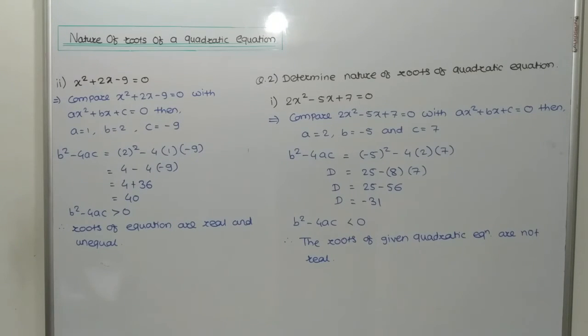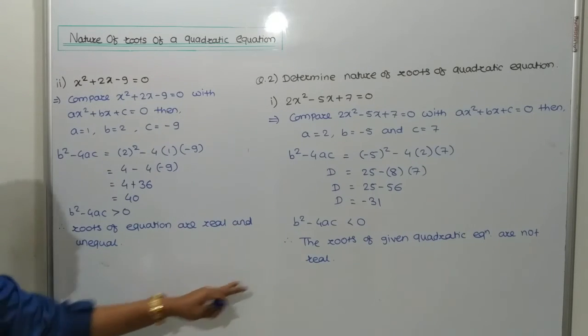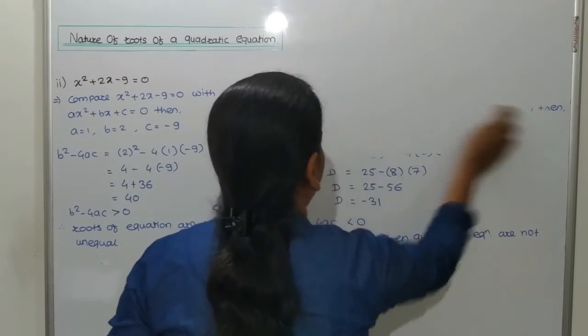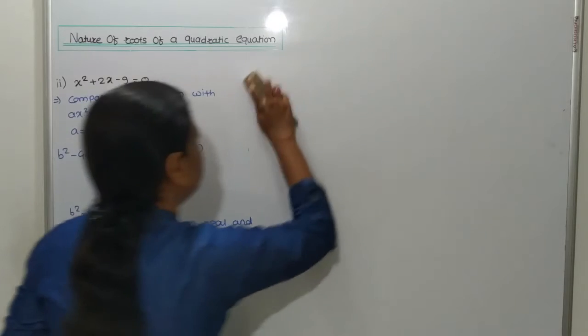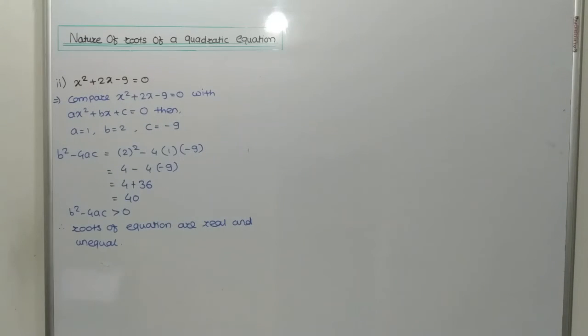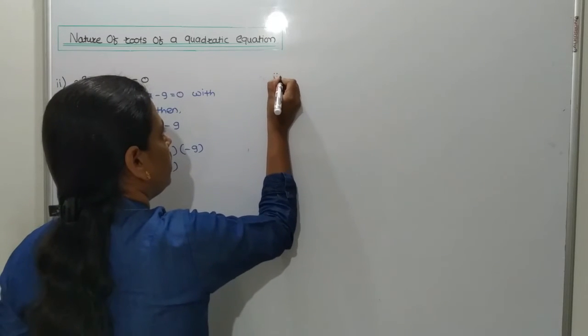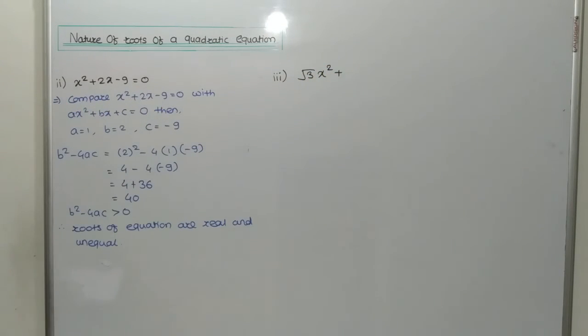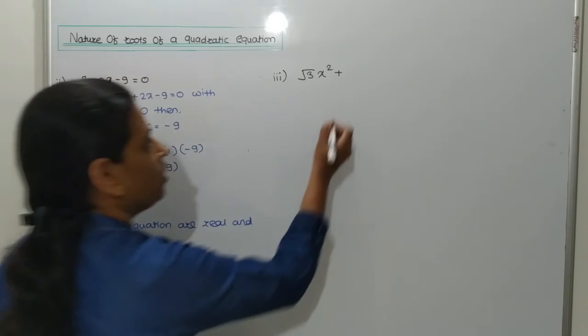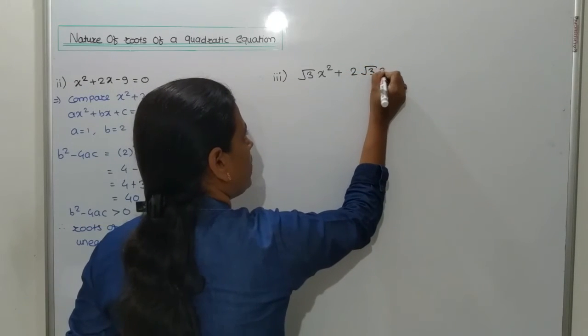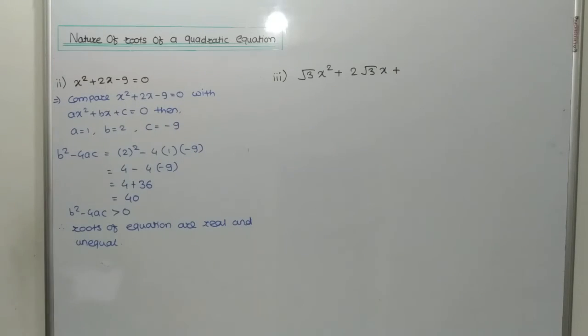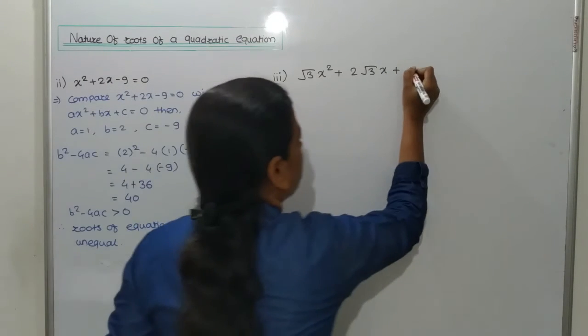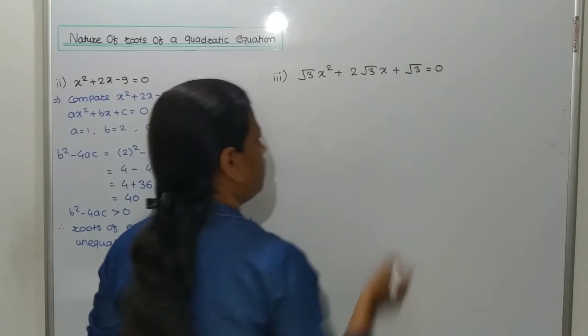Now next question we have to solve, that is the third one. If you have to write this, take the screenshot of it. Now I have to erase this part. Third one: root 3x square plus 2 root 3x plus root 3 is equal to 0.